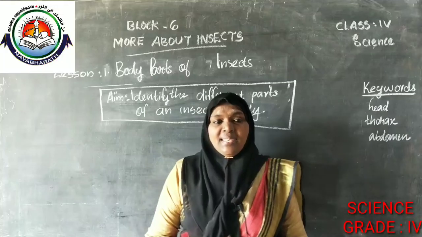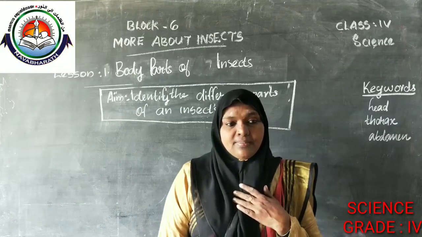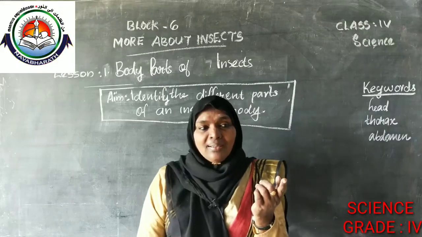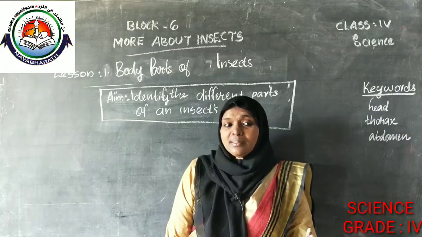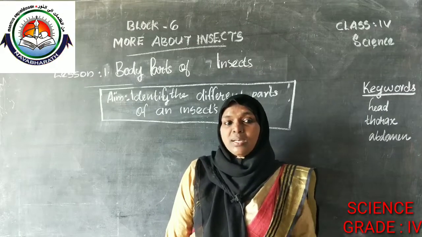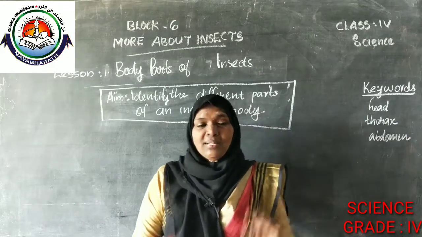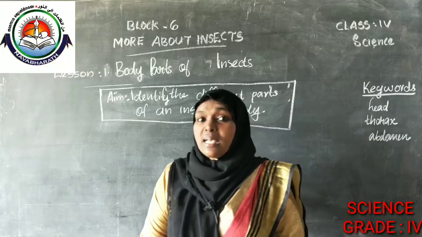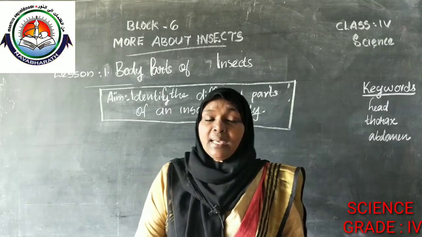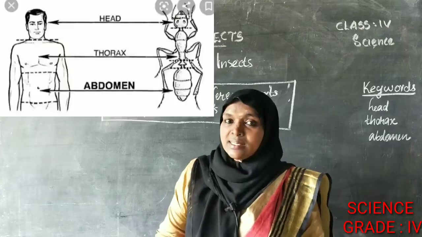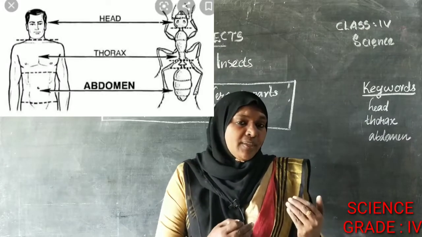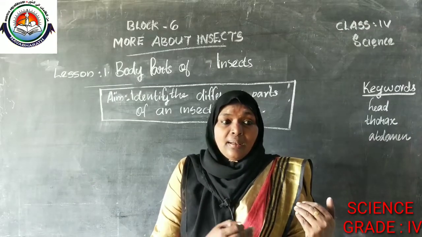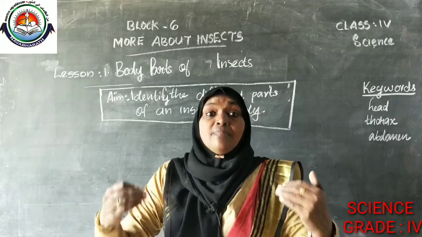So, I say, insects are like us. Do you agree? No. Why? They have head, legs, eyes. We also have. Yes, you don't agree. Okay, children, they are like humans in some ways because they have legs, eyes and head. So, we can say insects are like humans in some ways.